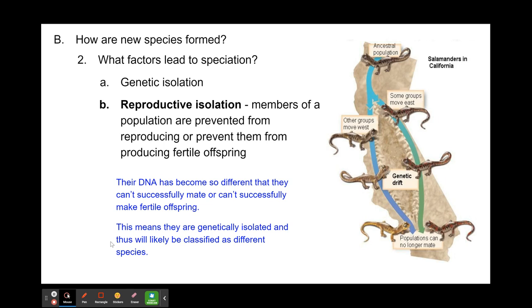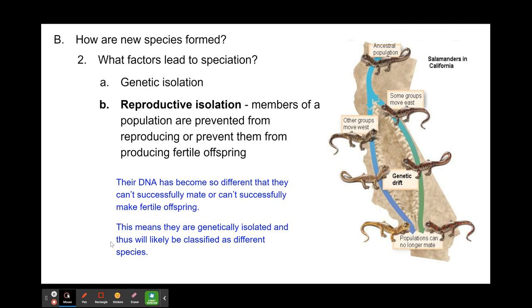So let's summarize here. Take a look at this picture. In California, there's an ancestral salamander population that gets geographically isolated by a mountain range. One population moved west of the mountain, and the other one moved east. They are physically isolated from each other and will experience two different environments with different selection pressures that will cause natural selection to occur in different ways. This will begin genetically isolating the two populations. Over time, they'll start to become reproductively isolated from each other, mostly because they can't physically reach each other to mate.